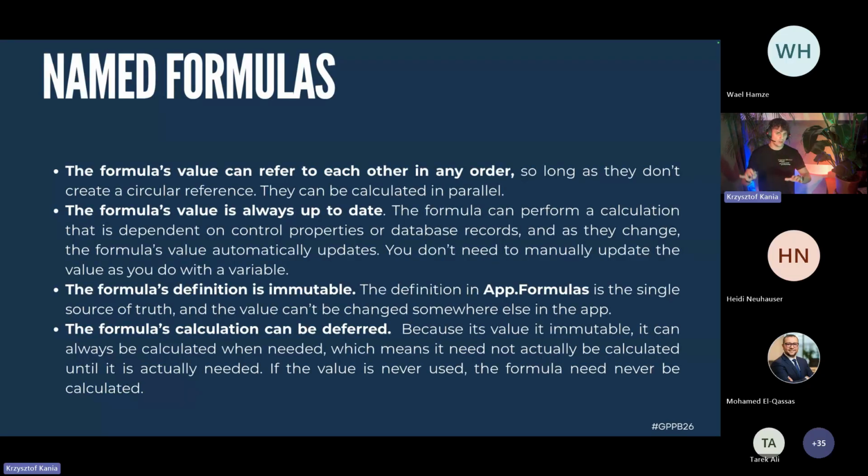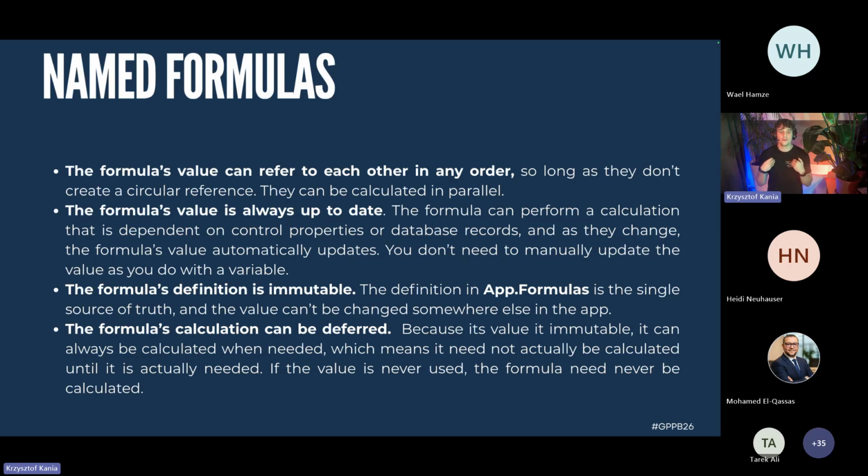Here is a wall of text of named formulas information that is really good to know. I will get through it quickly, but you exactly know what this means because I've mentioned it to you. So formula values can refer to each other in any order as long as they do not create a circular reference. The formula value is always up to date. So whenever we need it, it comes to life. And then whenever we don't need it, it disappears. It's cleared from our memory.